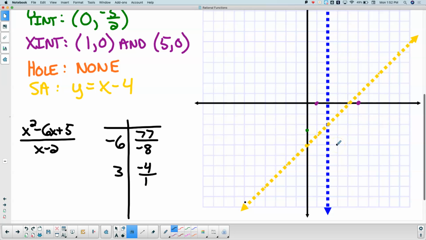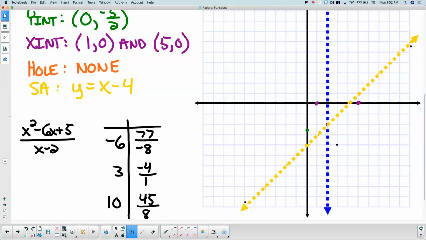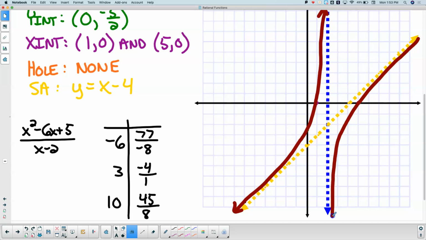Do we have enough points on the left side or right side now? Maybe one more. What do you want? You can choose. How about 10? We can do 10. Okay, what do we get when we put 10 in? 100 minus 60 plus 5 is 45, yep. Over? 8. Yep. Okay, so that's almost 6. Enough now? Yeah. Love it. Now, Ms. Stone, you had remarked earlier that your graph was kind of funky. Was it this? Yes. Okay.